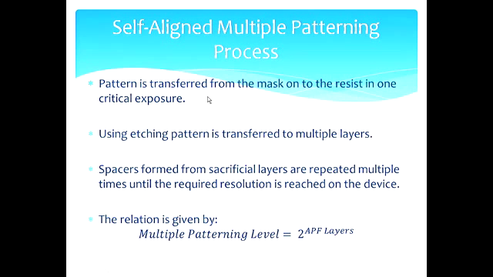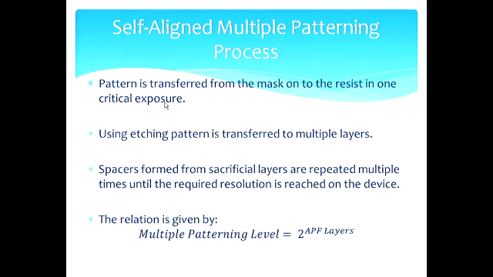Like the device dimension that is defined on the mask, it could be 8 times more than that which will ultimately result on the wafer. This is the relation that I propose. This equation will be clearer once I explain the process, but to give you an overview, the pattern is transferred from the mask onto the resist in one critical exposure.